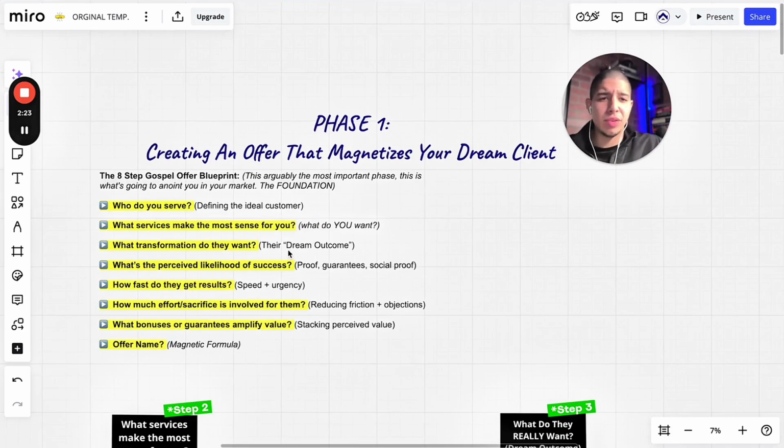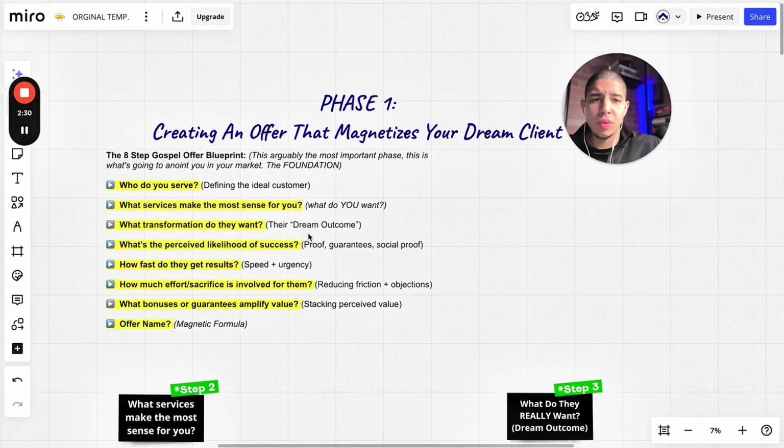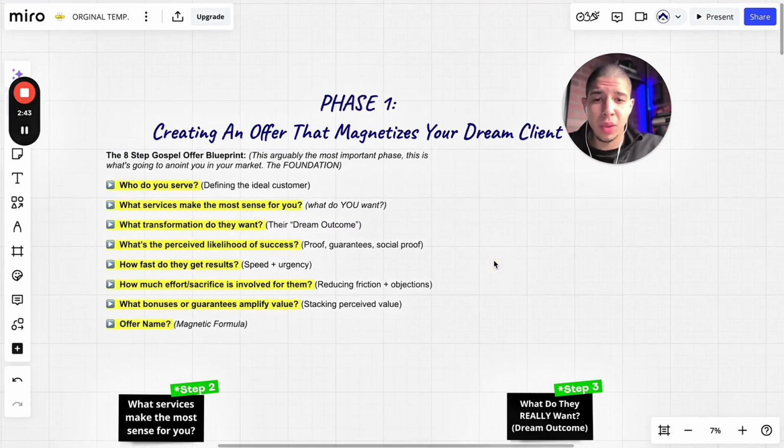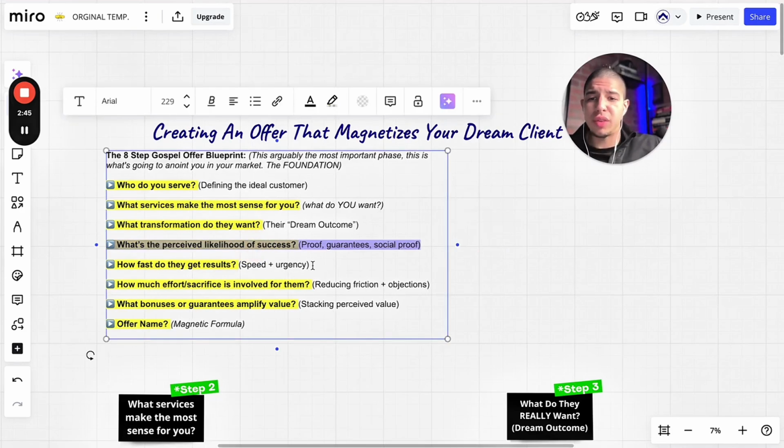Okay, so who do you serve? That is defining your ideal client customer, right? What service makes the most sense for you? What do you want? As the business owner, what do you want to do? What's the most profitable service that you could offer that you actually enjoy doing? What transformations do they want, the actual client? What's their dream outcome? What's the perceived likeliness of success, right?